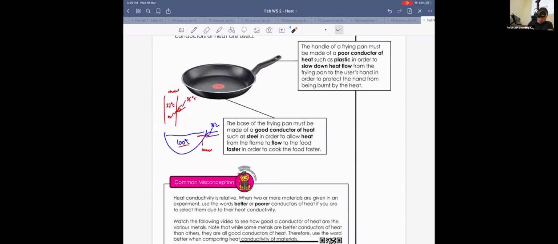Right, you don't want to fry your own hand, right? So when you're frying, you want to protect your hands, so you use plastic to protect your hands.